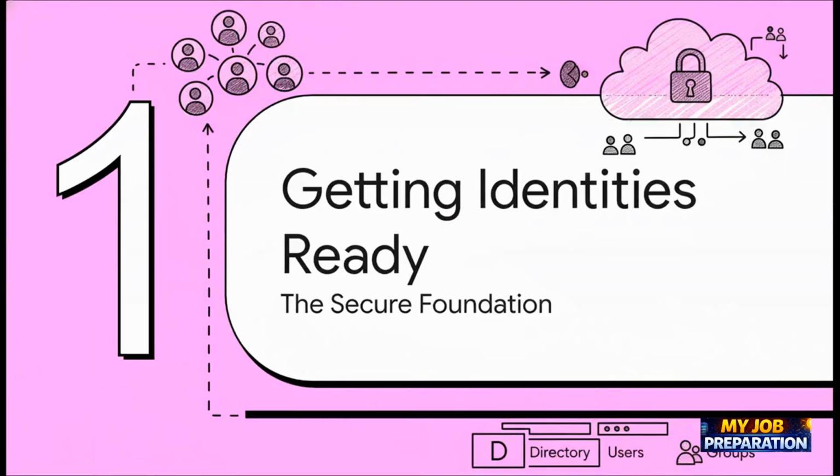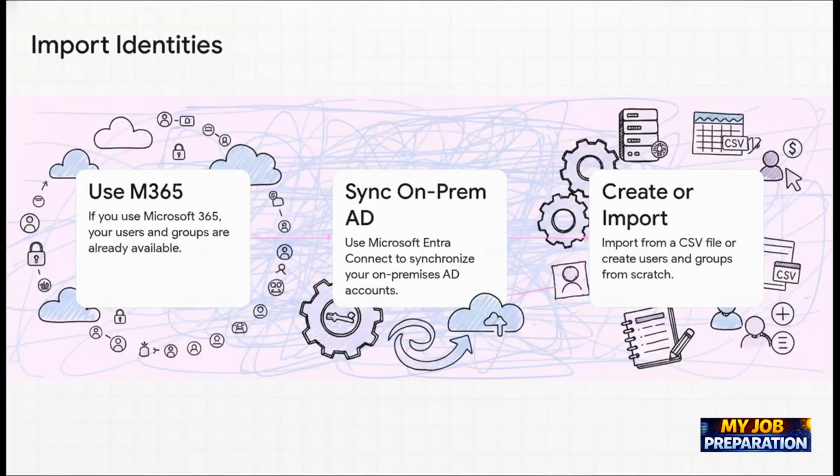All right, first things first, you can't manage or protect what you can't see. So step one is all about getting your user and group accounts into Intune. And a really key thing to know right off the bat is that Intune's brain, its directory, is Microsoft Entra ID. That's where all this identity information lives. So you've basically got 3 ways to get your people in there. The easiest one, if you're already using Microsoft 365, hey, guess what? You're done. Your users and groups are already there.